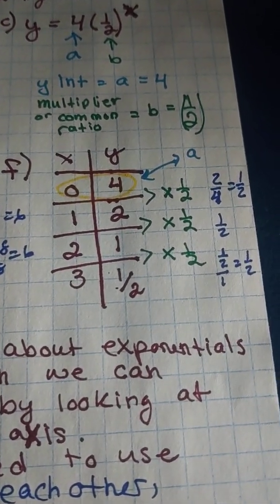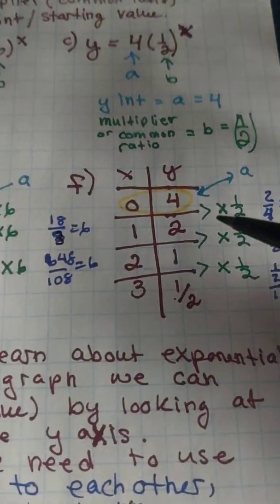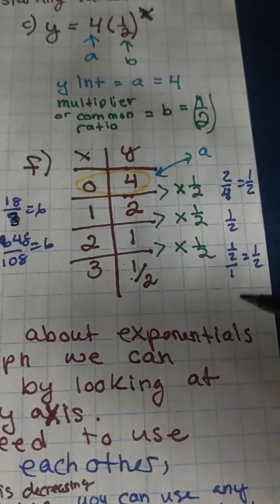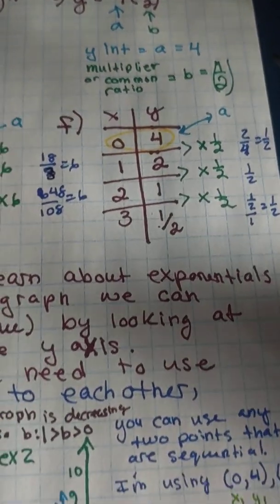Over here, I don't want you guys to get confused. If you see what I'm doing, I'm taking the term and dividing it by the previous term, so we don't get a multiplier of 2, but we get a multiplier of 1/2.